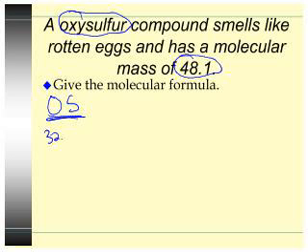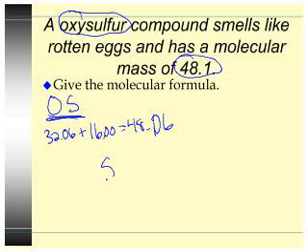Sulfur is 32.06. Oxygen is 16.00. That is 48.1. So that's if I have one of each. All right? So if I have one of each, that one sulfur and one oxygen would be 48.1, right, or 48.06. So that means the molecular formula is simply SO.